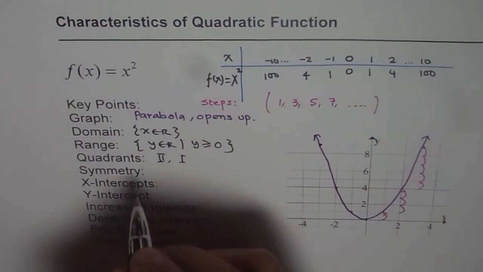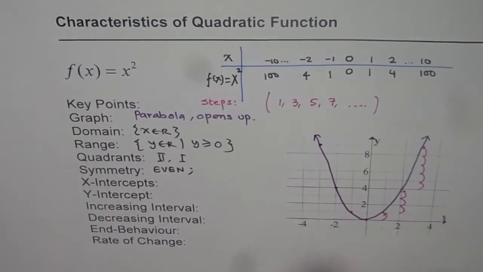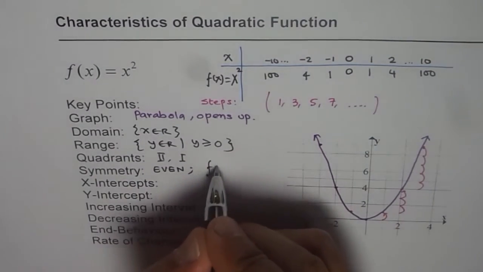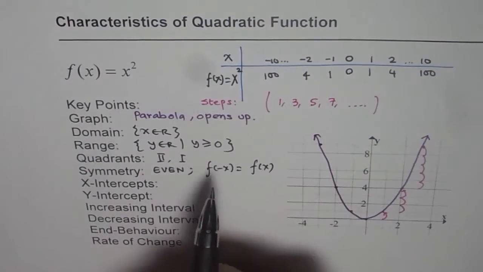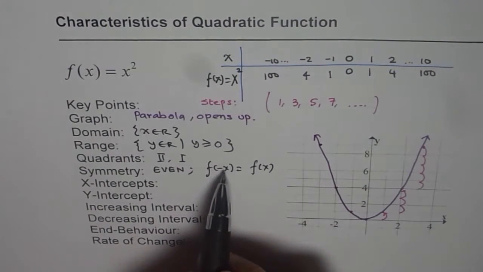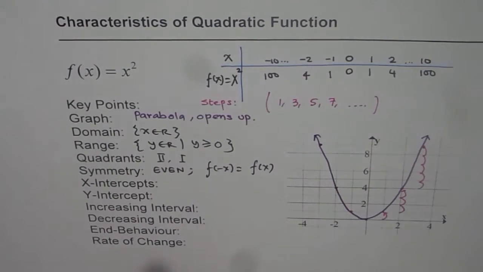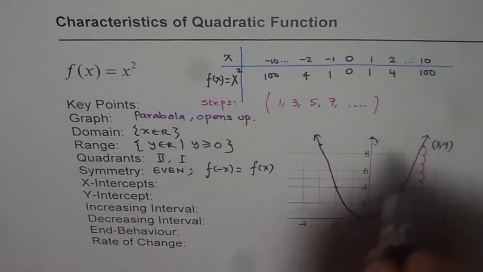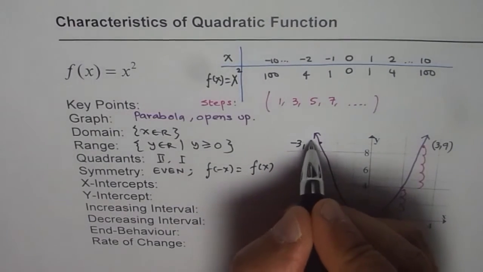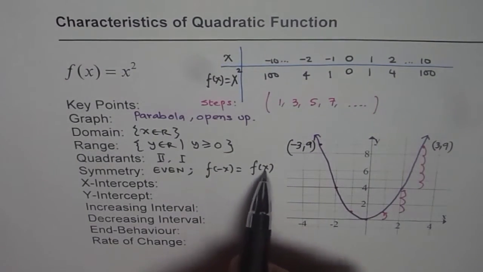Symmetry, as I said, it is even. Even symmetry. So what is peculiar about even symmetry? That is that f of minus x is equal to f of x. If I write f of minus 3, then it should be same as f of 3, which is 9. Do you see that? This is what we got, that point, right? So we have this point which is (3, 9), and if I write minus 3, then also we get 9. So that is what we mean. So f of minus x equals f of x.